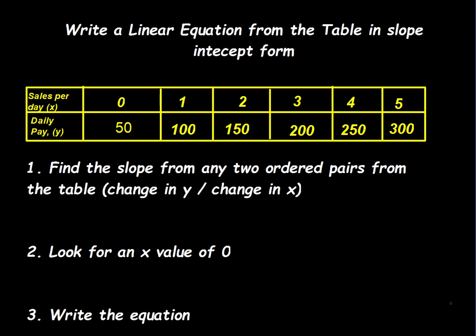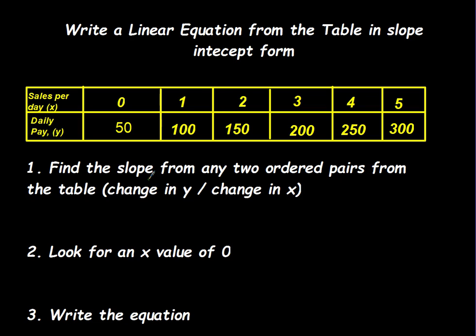In this lesson, we're going to focus on being able to write a linear equation from the table and put it into slope-intercept form. Really, all we're going to do is use all the prior knowledge of what we've learned so far. So, for example, here, the first thing I want to do is find the slope from any two ordered pairs from the table.